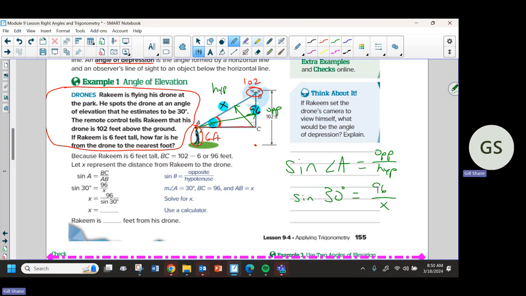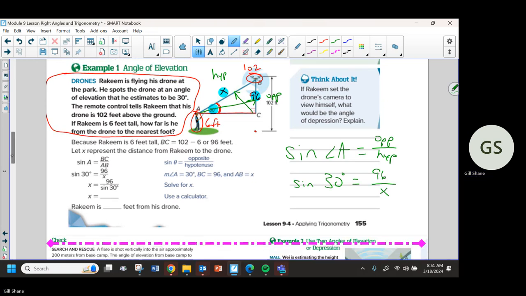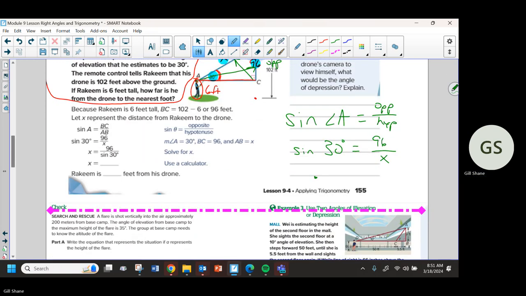Now, here's how you solve. When you know the angle, you're going to use the regular tangent, cosine, sine button. When you know the angle. And you're just going to say sine of 30. So what did you get when you did that? Some of you did it. So do it in your calculator if you didn't do it. Just say sine 30 and hit equals. You get 0.5, right? So 0.5 is the sine of 30 degrees.